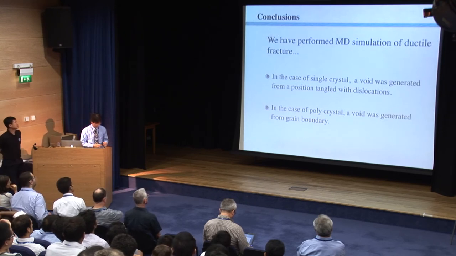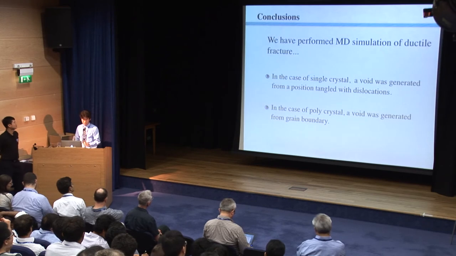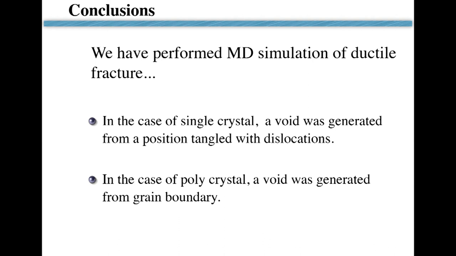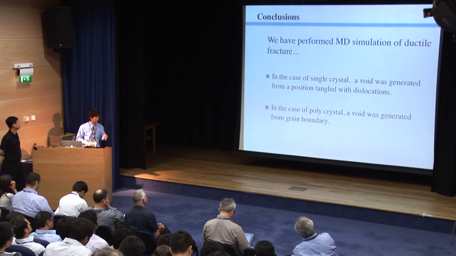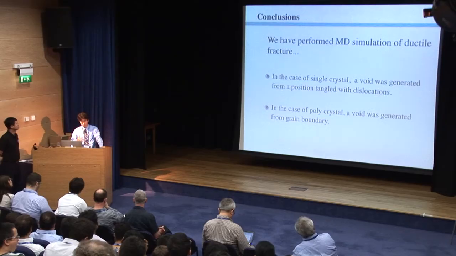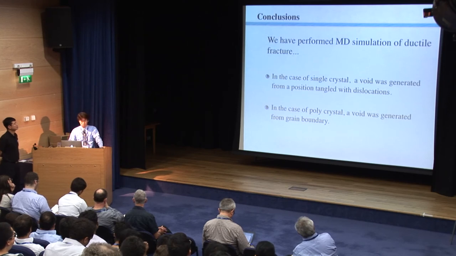So let me summarize my talk. We have performed the MD simulation of ductile fracture of pure iron. And in the case of the single crystal, a void was generated from the position tangled with the dislocations. And in the case of the polycrystal, a void was generated from the grain boundary. And given energy of the polycrystalline MD simulation is lower than that of single crystal. So it suggests that one of the reasons for the decrease of the upper shelf energy may be due to the grain boundary density. Thank you.